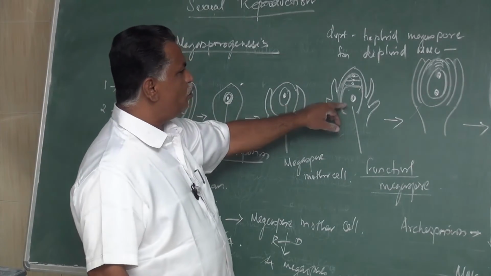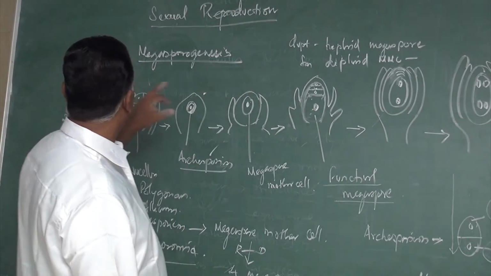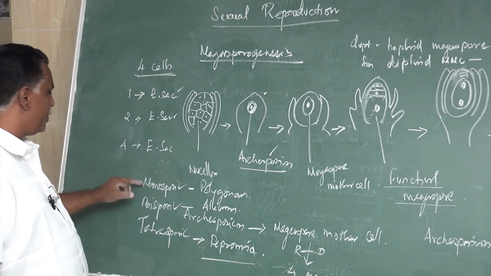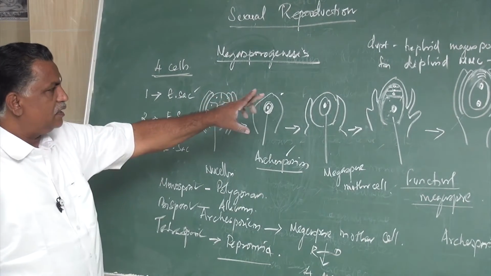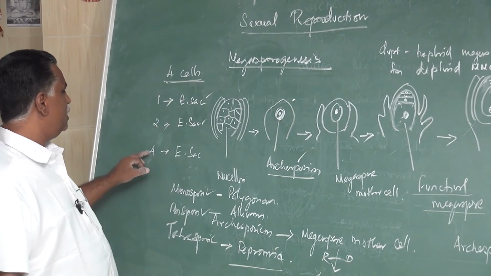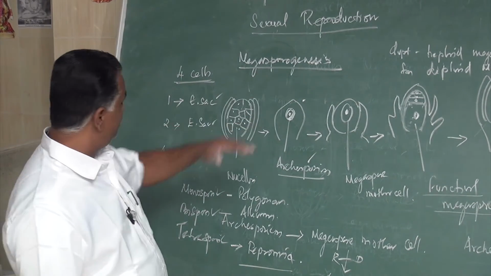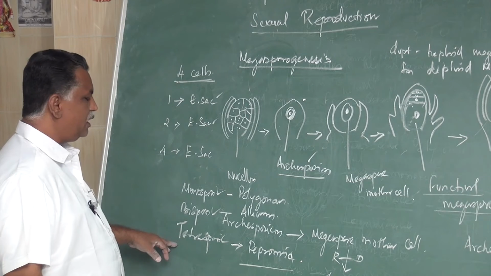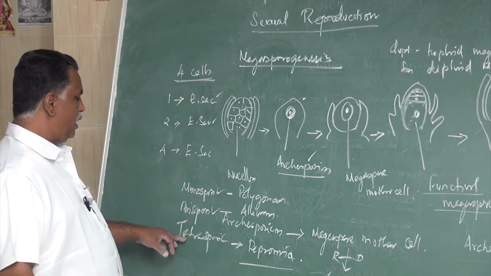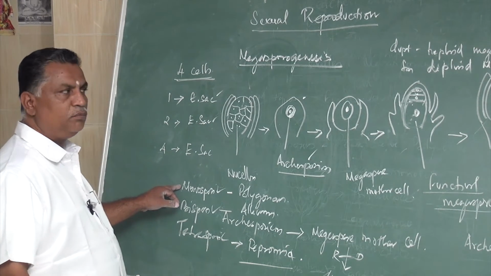As I said, only one functional megaspore involved in the production of embryo sac or female gametophyte is called monosporic. If 2 cells of the 4 are involved, it is called bisporic. If all the 4 cells are active, no one is disintegrated, and all cells are involved in the embryo sac formation, that is called tetrasporic embryo sac, and these are rare cases. Monosporic embryo sac is usually found in plants.